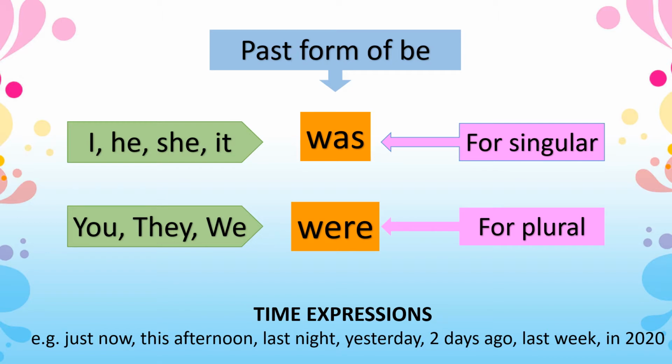Example, the subjects that go with was: I was, he was, she was, it was. These are all singular. Were is for plural, for example, you were, they were, we were. Here are the time expressions that tell you the past: just now, this afternoon, last night, yesterday, 2 days ago, last week, in 2020.